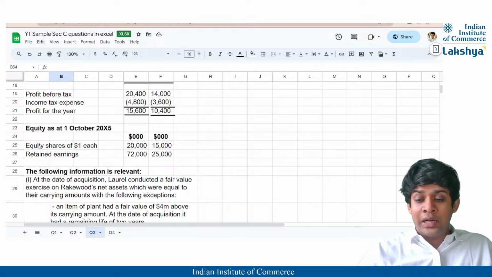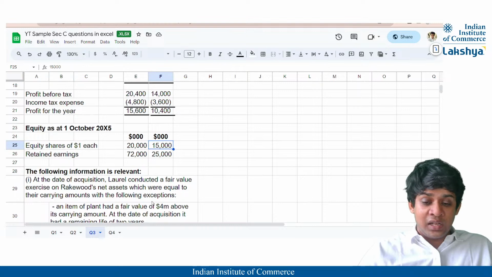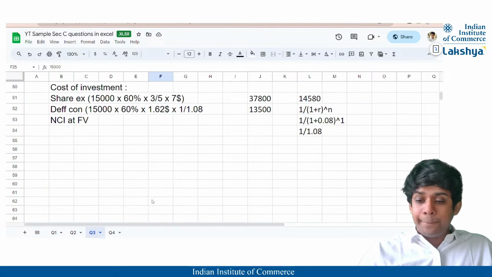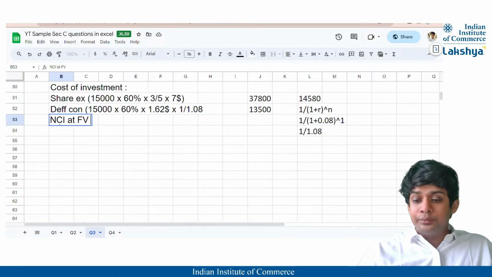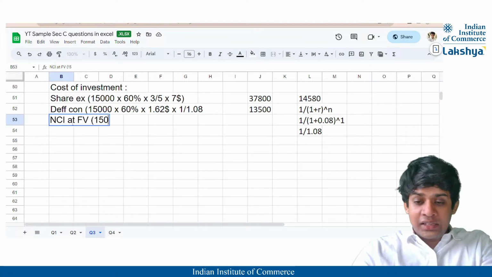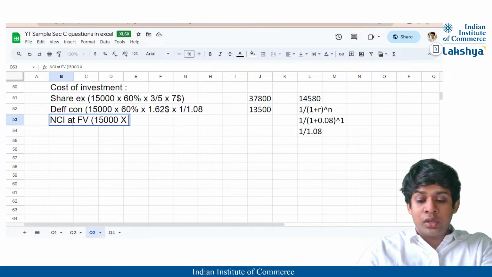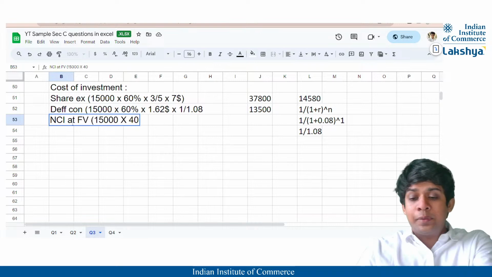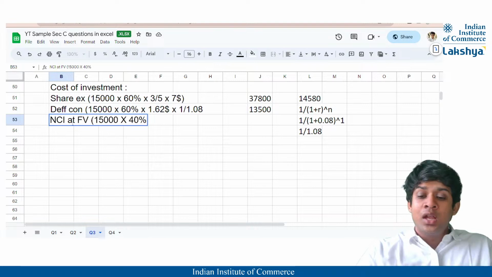non-controlling interest fair value. It will be calculated as nothing but the equity shares of the subsidiary company, that 15,000, right? So it will be nothing but 15,000, correct? And what is the NCI percentage? We have acquired 60% of the company. So 40% belongs to the NCI. That means 40% of this total equity share is the NCI share value, right?